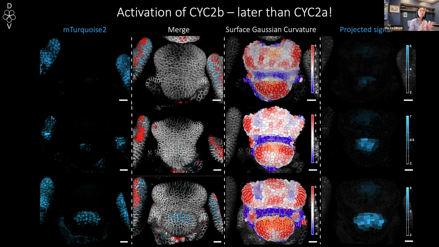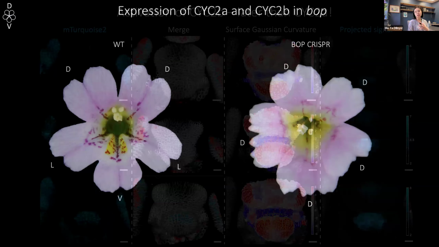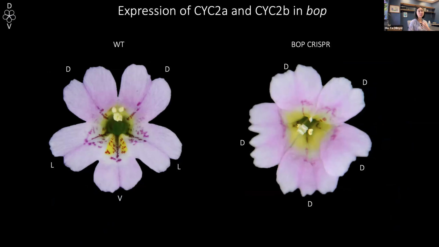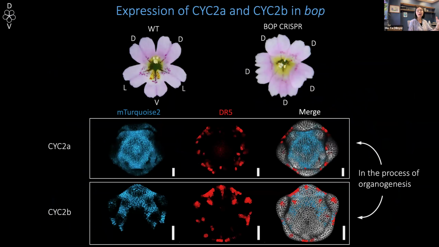Okay, so far we have established that auxin is probably not involved in initiating these two genes, and these two genes have slightly different, interesting initiation patterns. How about BOP? To address that, I constructed some BOP CRISPR lines, which make flowers that look like this. So it's kind of dorsalized. And indeed, this phenotype is due to an ectopic expression of both cycloidea genes.